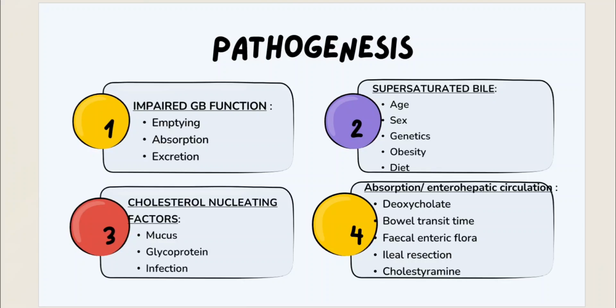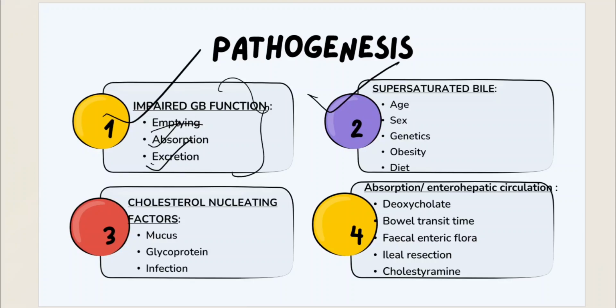Four main criteria are responsible for gallstone formation. Number one is impaired gallbladder function. Impaired gallbladder function means if there is any problem in emptying of the bile into the cystic duct, or any absorption deficiency, absorption defect or excretion defect, it can impair the GB function.